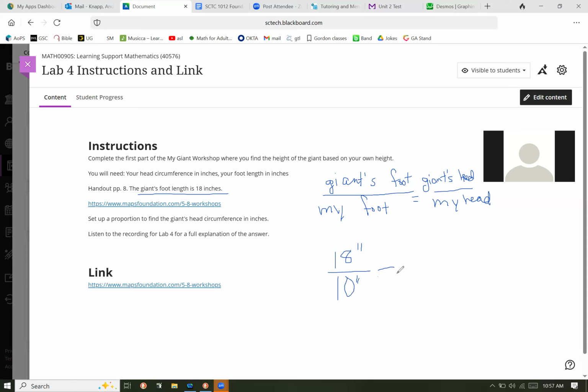And then we need the giant's head circumference, but we don't know it. So we'll call it an X compared to my head circumference. And so to measure your head circumference, you're just measuring around your head, like as if you were putting on a hat, if you're measuring for how big of a hat you should buy. So measure is a good way to do that.